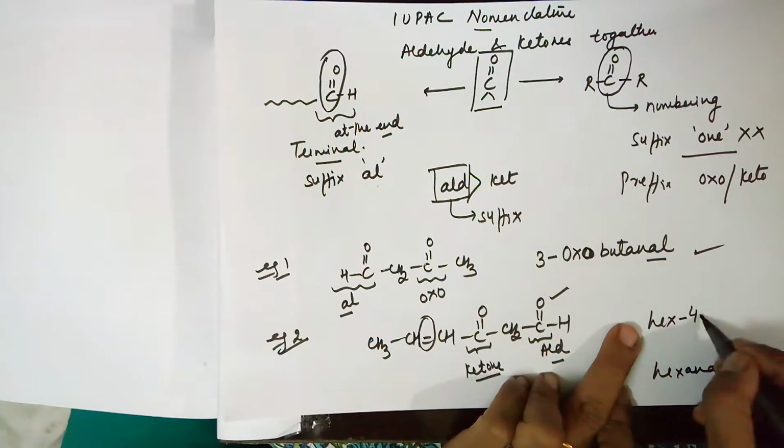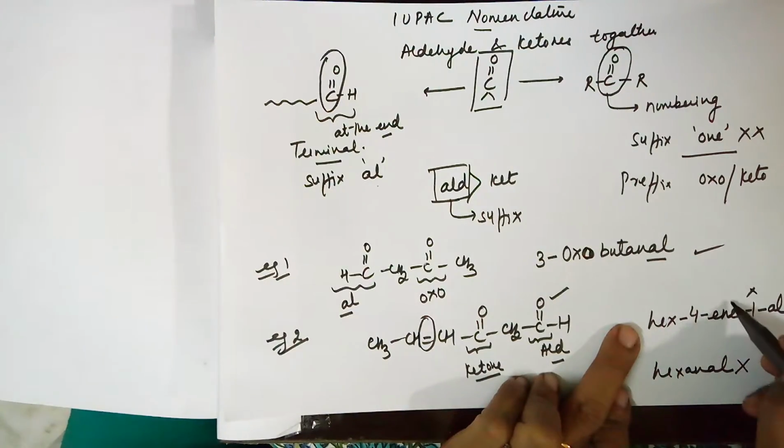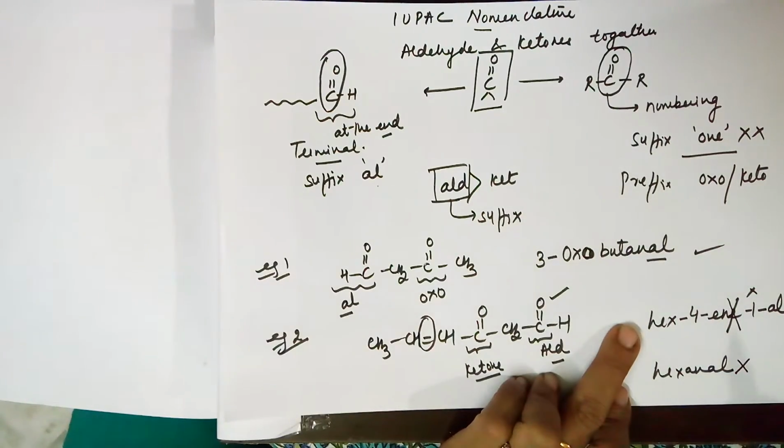So it is hex-4-ene. And then at the first position you have an al. One you may not mention. Plus this e gets cancelled when you have two suffixes following each other. The e of the first suffix gets cancelled if the second suffix begins with a vowel or a y.